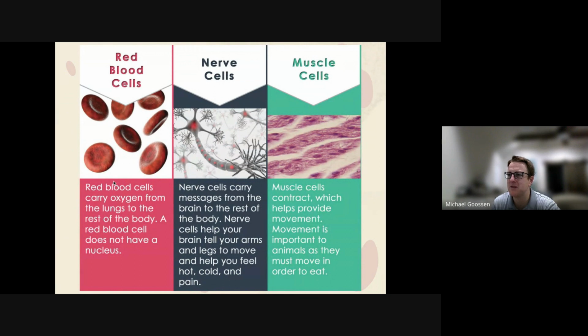And here's some different types of cells. We got red blood cells, which help carry oxygen to your body. Nerve cells help bring signals from your brain to your rest of your body. Could tell you to move. And muscle cells contract or shorten, and they help you lift things.